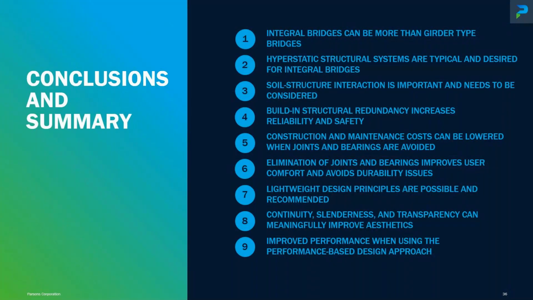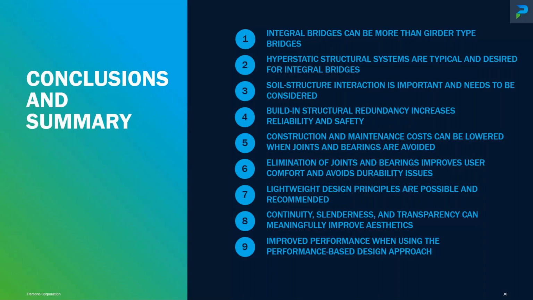Now I come to my conclusions and a summary. Integral bridges can be more than just the girder type bridge. Hyperstatic structural systems are typical and desired for integral bridges, as I explained. Soil structure interaction is important and needs to be considered. I would do this with lower and upper bound springs for the soils. Built-in structural redundancy increases reliability and safety.